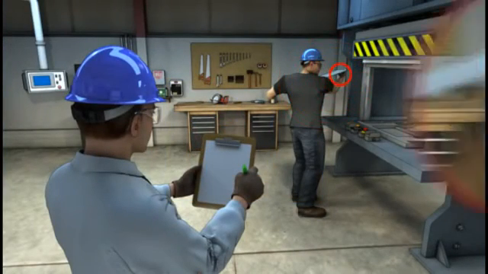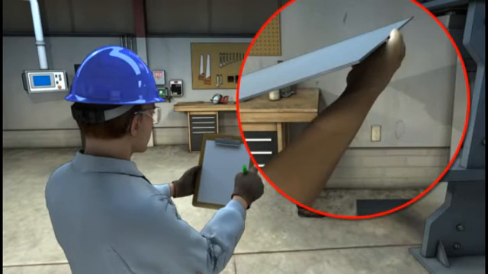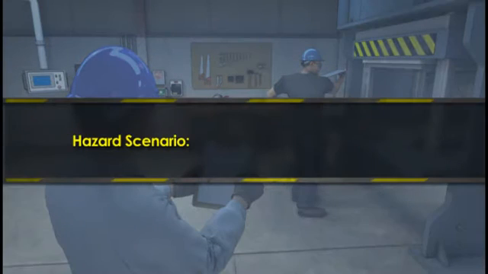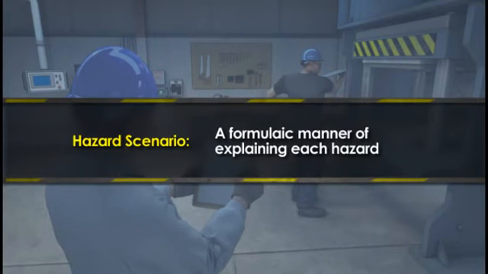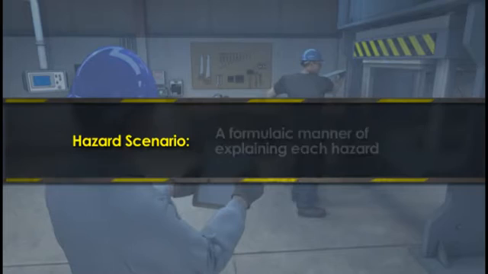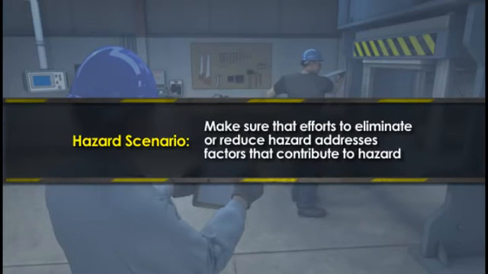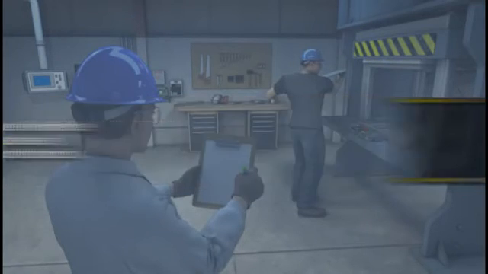Once the hazards of each step are identified, it's time to write up some hazard scenarios. A hazard scenario is a formulaic manner of explaining each hazard. The purpose of writing hazard scenarios is to make sure that later efforts to eliminate or reduce the hazard can address the factors that contribute to the hazard.